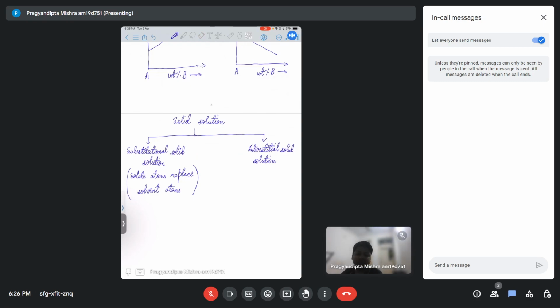In interstitial solid solution, what will happen? There's no replacement. Rather, the solute atom will occupy voids or interstitial positions. Okay? Solute atoms occupy the voids or interstitial positions.